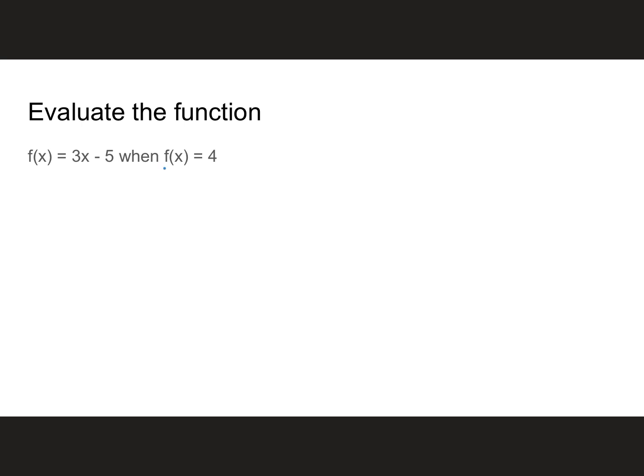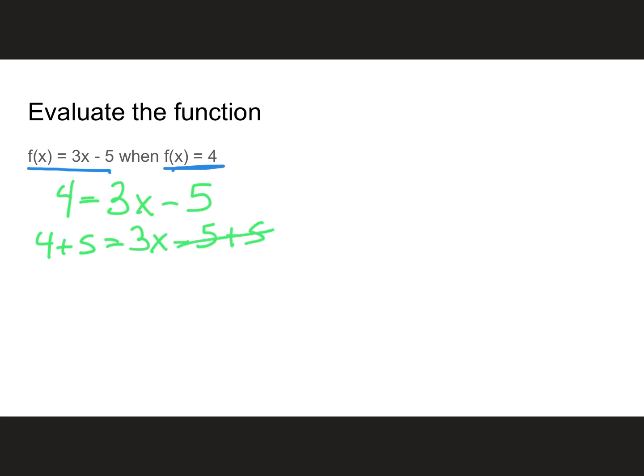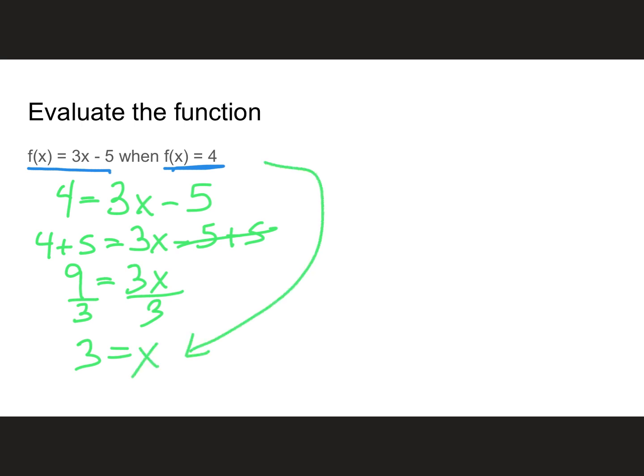So here, I have f of x equals 4, f of x equals 3x minus 5. So I'm going to rewrite it as 4 equals 3x minus 5. To solve this, I'm going to add 5 to both sides. So I have 4 plus 5 equals 3x minus 5 plus 5. Those are going to cancel. Here I get 9 equals 3x. I'm going to divide both sides by 3 and get 3 equals x. Again, I found my input for my given output.